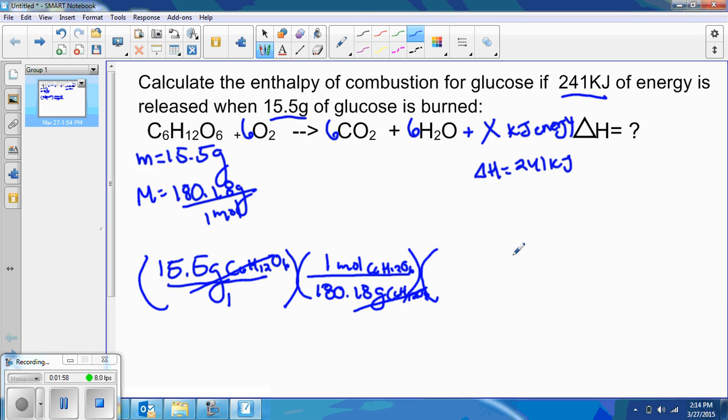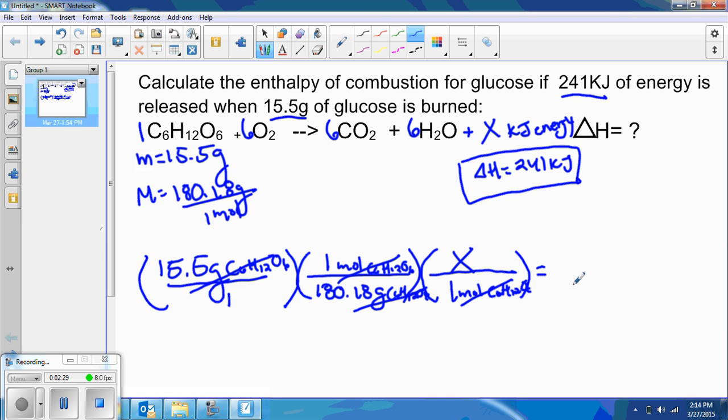At this step in stoichiometry is where we'd use our mole ratio. Because my energy is unknown, I'm going to say that this is going to be an X. I don't know what that coefficient is. And then I have 1, so the coefficient of glucose is just a 1, mole of C6H12O6. Moles of glucose cancel. What I do know is that the energy released when I burn 15.5 grams of glucose is 241 kilojoules. So this is equal to 241 kilojoules of energy.